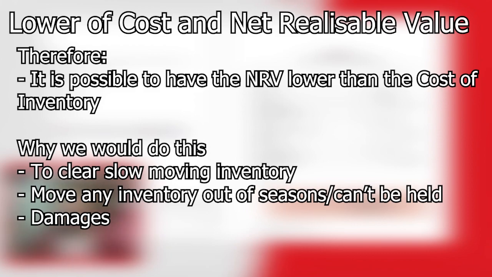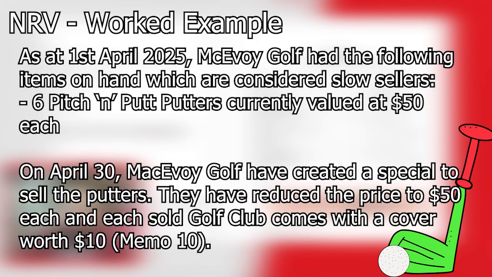So let's do our worked example. As at the 1st of April 2025, McAvoy Golf had 6 pitch and putt putters, currently valued at $50 each, but they have been a slow seller. On April 30, in an effort to sell the putters, McAvoy Golf made a special. They reduced the price to $40 each, and every golf club sold comes with a cover for the golf club that is worth $10. This is memo 10.